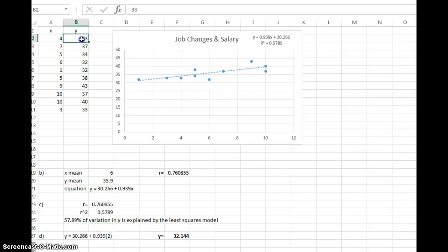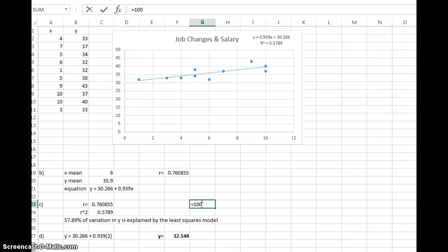The Y, remember Y is our salaries, the salaries of people that we've gathered data about. So we're saying that people's salaries change, they're going to adjust over time. 57.89% of the change in someone's salary is based upon how many jobs they've had, how many times they've switched jobs. There is a remaining percentage there.